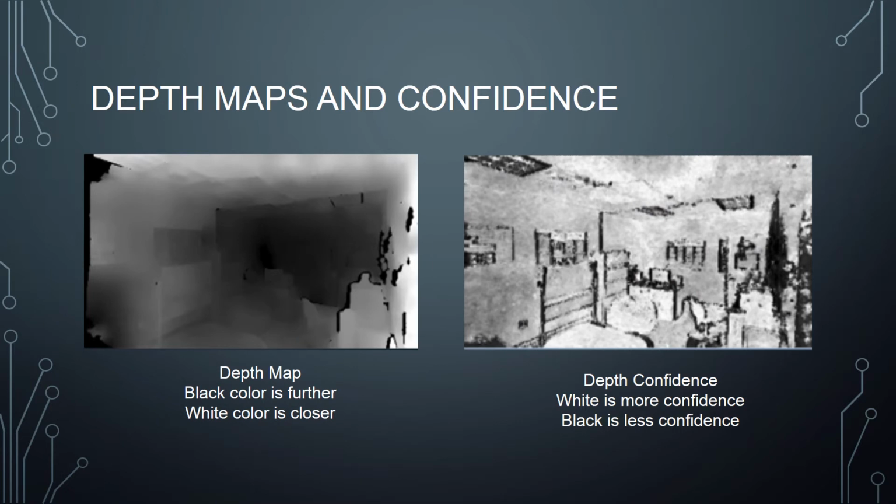These pictures below are the depth maps and depth confidence. Because the camera has two lenses, it can have better depth perception when it comes to analyzing depth. A depth map is basically how far the object is from the camera. As you can see on the left, black is further away and white is closer. On the right is the depth confidence. It's basically how accurately the camera thinks it knows how far away the object is. So white is more confident and black is less confident.